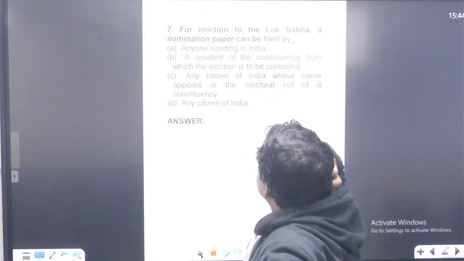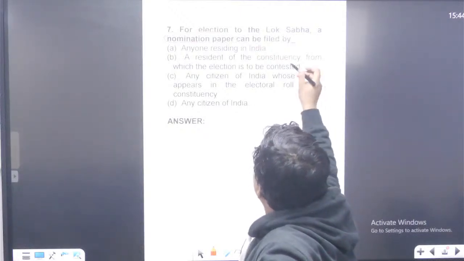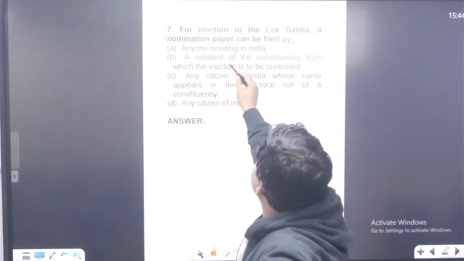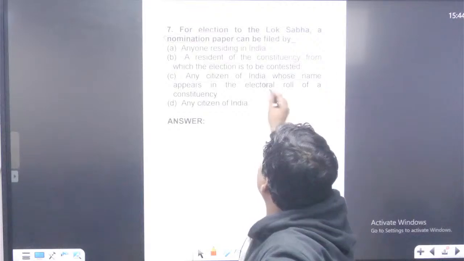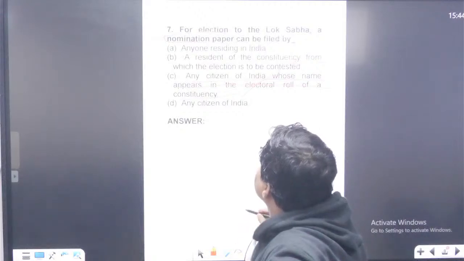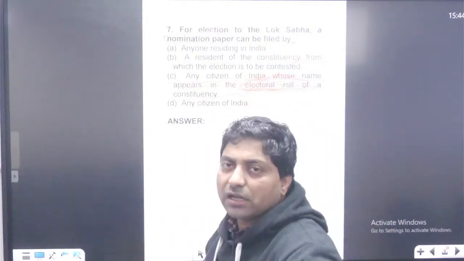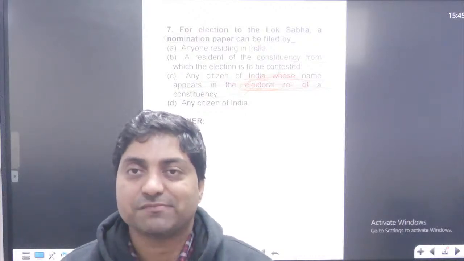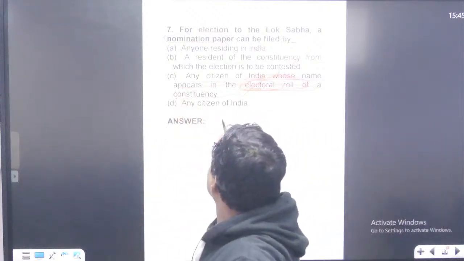A resident of the constituency from which the election is to be contested? Not necessarily. Yes, they can, but there are other criteria. Any citizen of India whose name appears in the electoral roll of the constituency. So any citizen whose name should be in the election list. It's not that a citizen of India whose name is not there can contest election. You cannot. Your name must be there in the electoral roll. And so C would be the correct answer.